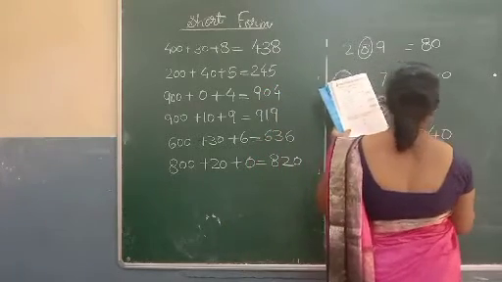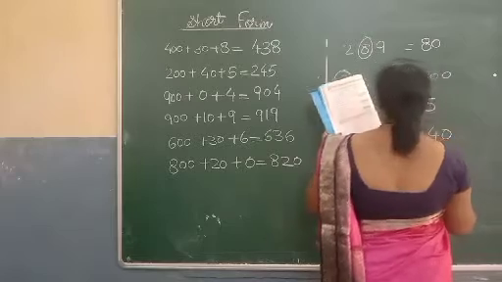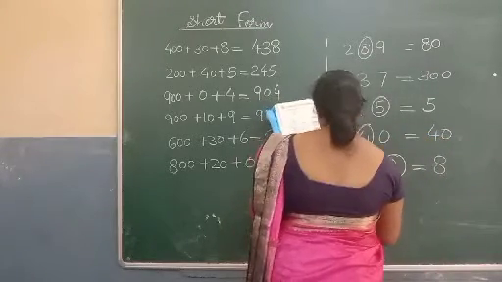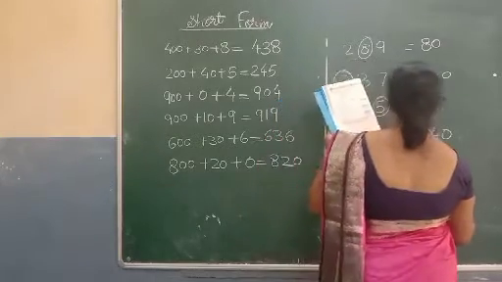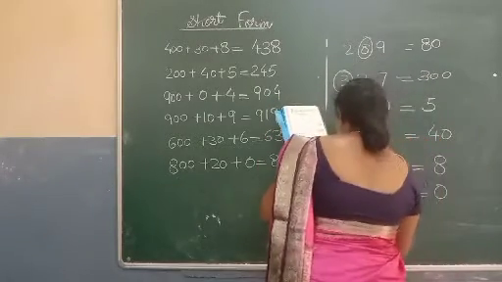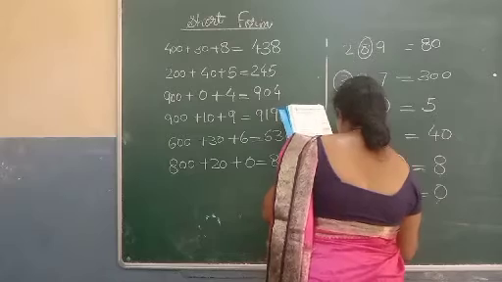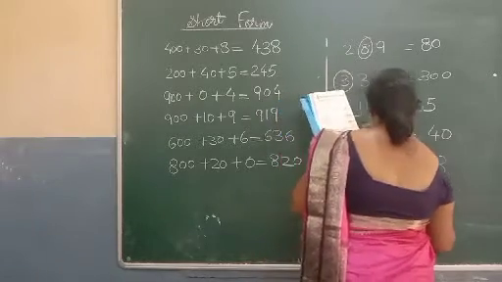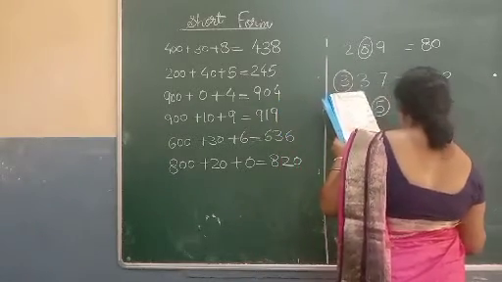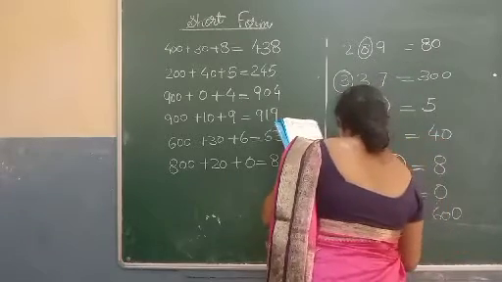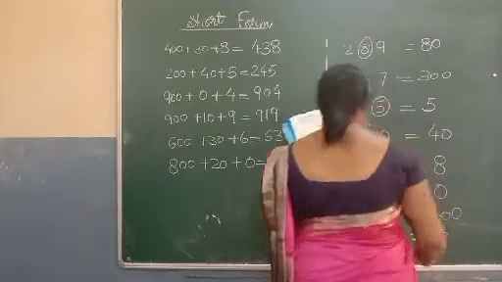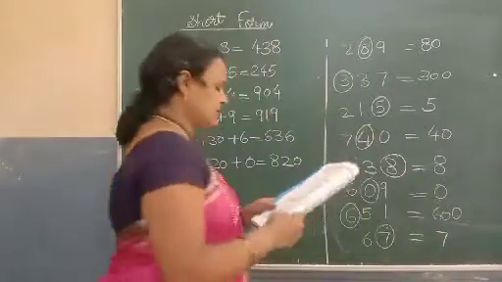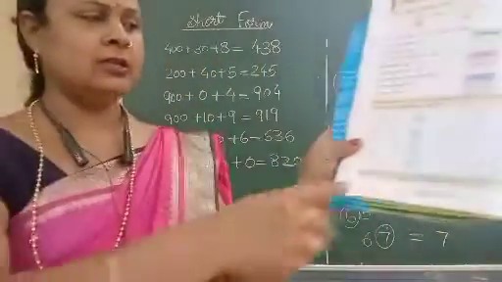Circle the 8. Place value of 8 is 8. In 609, the place value of 0 is 0. Now next, 651: the place value of 6 is 600. Now 67: the place value of 7 is 7. Okay? In this way you can fill this.